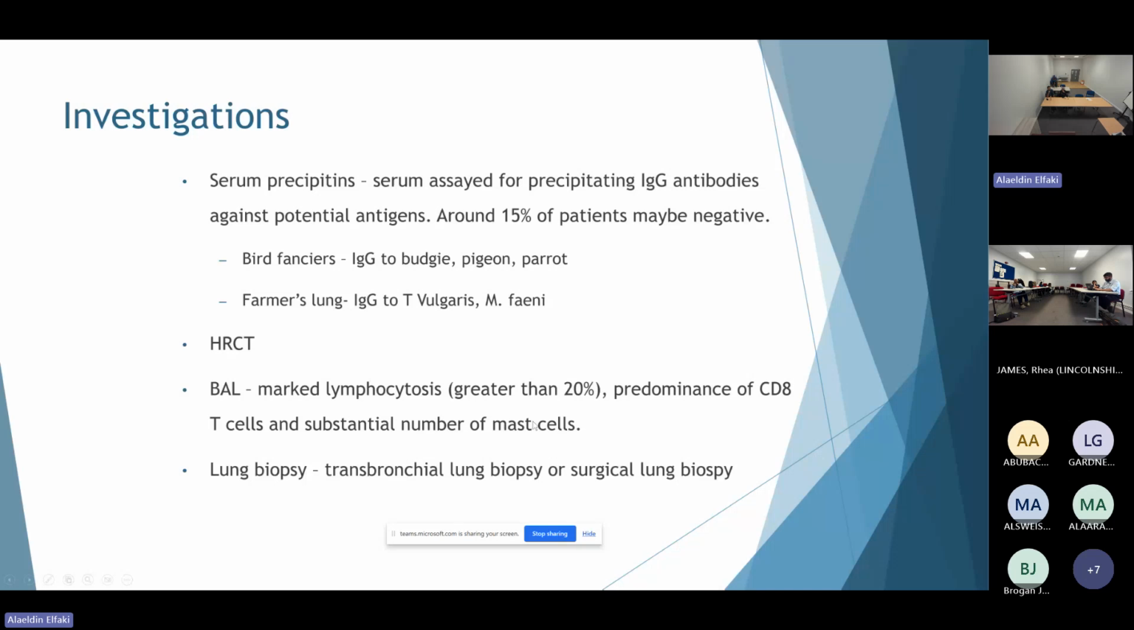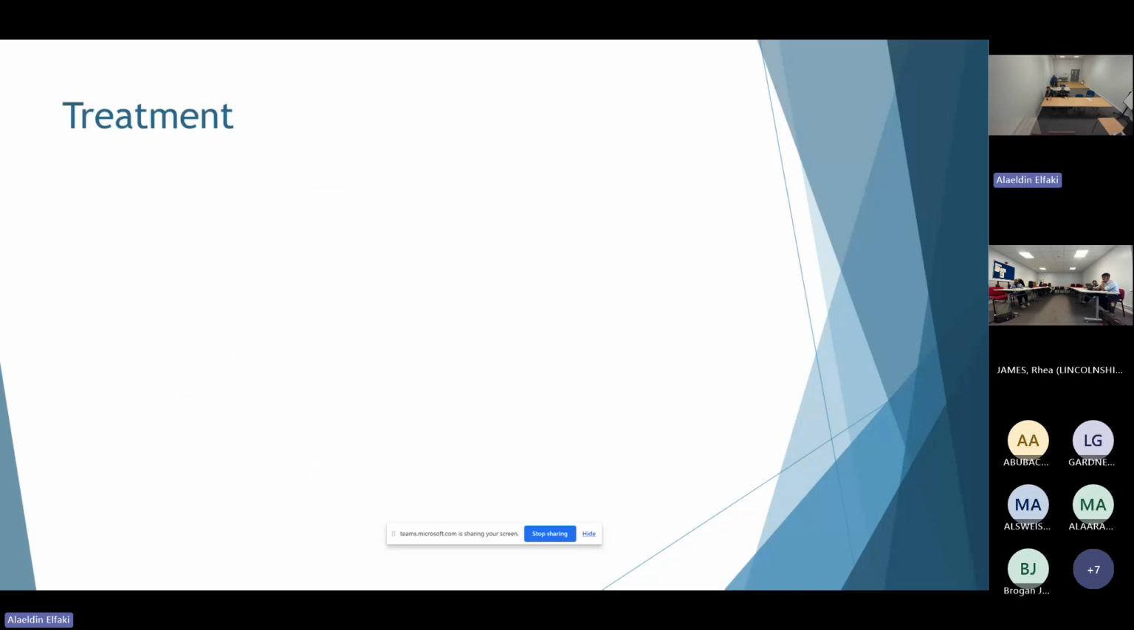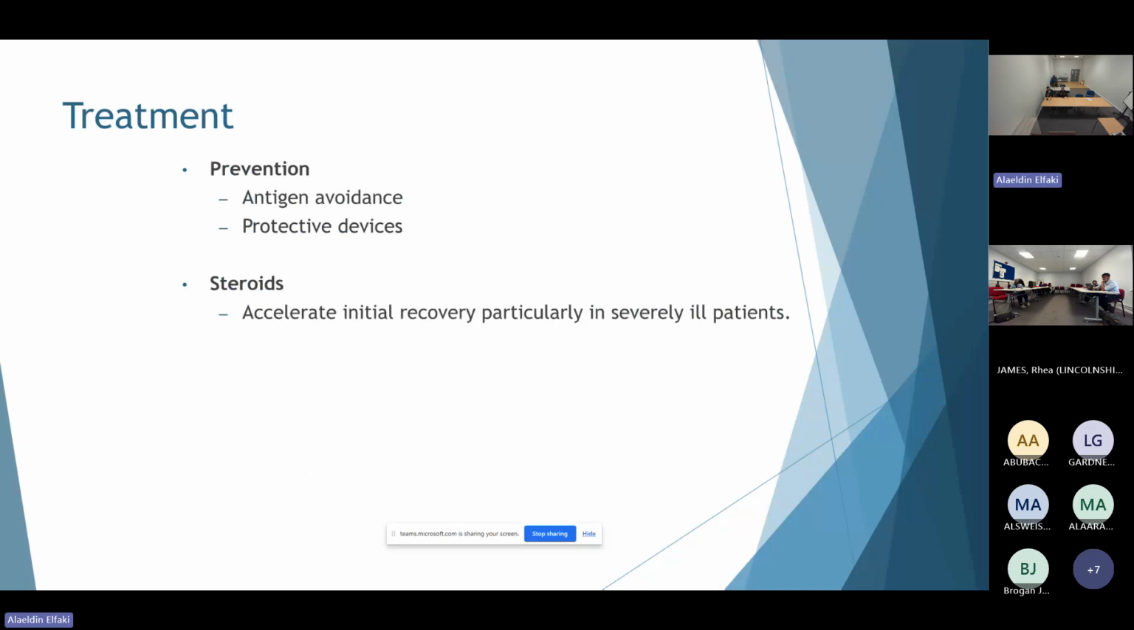Bronchoalveolar lavage may be used. On bronchoscopy, it will be lymphocyte predominant, with a high CD8 count compared to the CD4 count. The lung biopsy will show non-caseating granuloma. Treatment is usually prevention: avoid exposure and use protective measures.